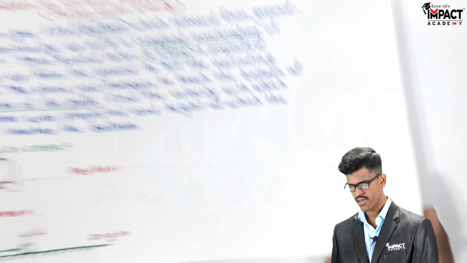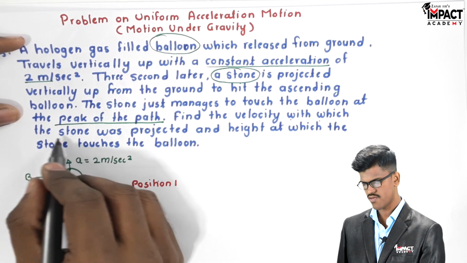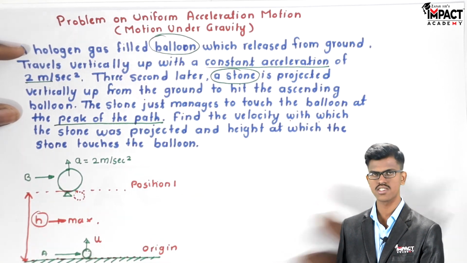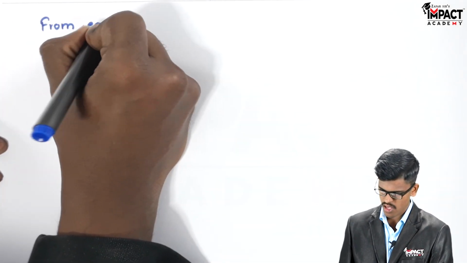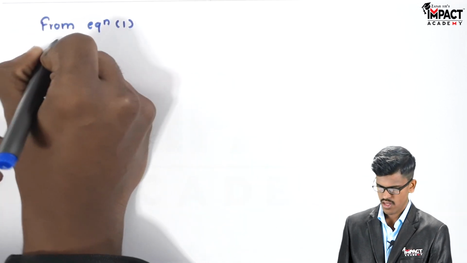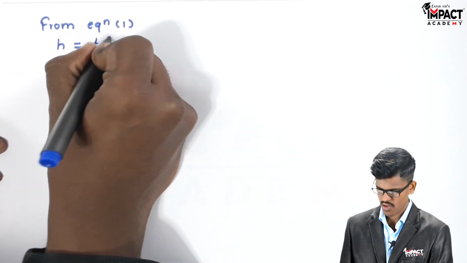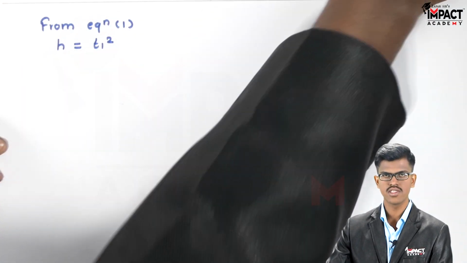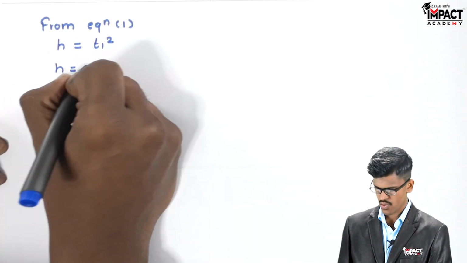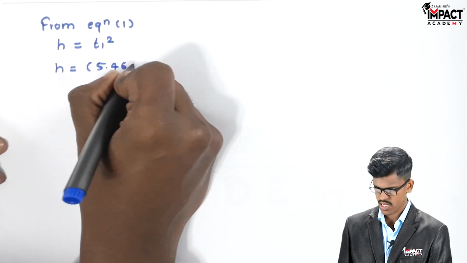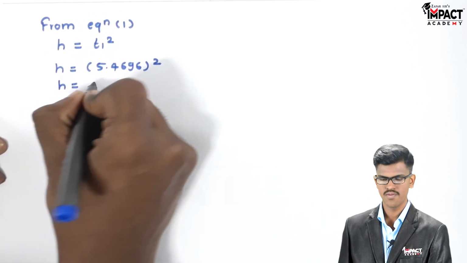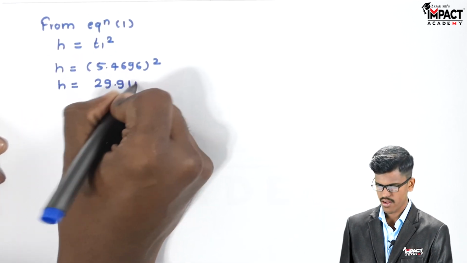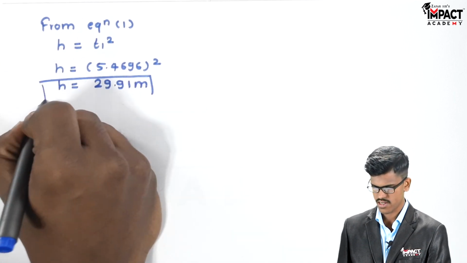But we have to calculate the initial velocity of the stone and the height at which the stone touches the balloon. So we have to calculate UA and H. From equation 1, H is equal to t1 square. So H is equal to 5.4696 square. H is equal to 29.91 meters. This is our first unknown value.